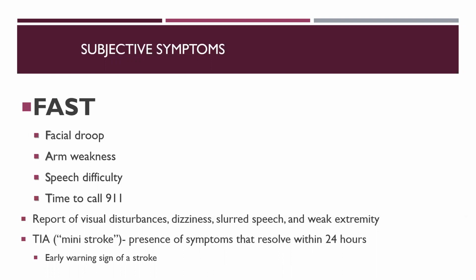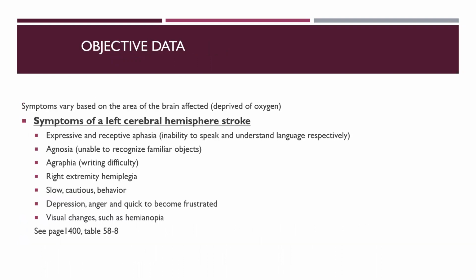So they're going to have these reports of these visual disturbances, feeling dizzy. You're going to see, or they will explain to you that they have weakness in one of their extremities or more than one extremity, that their speech is suddenly slurred. So a TIA, also called a mini stroke, is going to be an early warning sign of a stroke. Those symptoms are typically going to resolve within 24 hours.